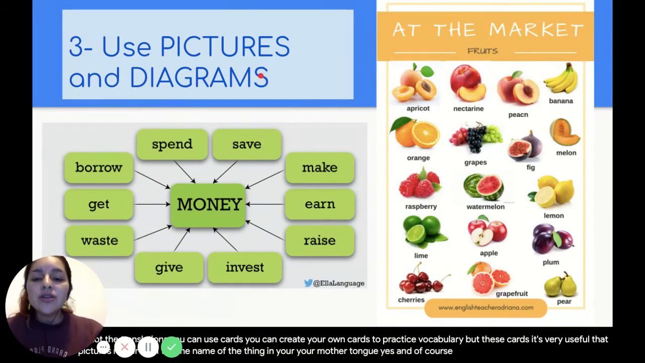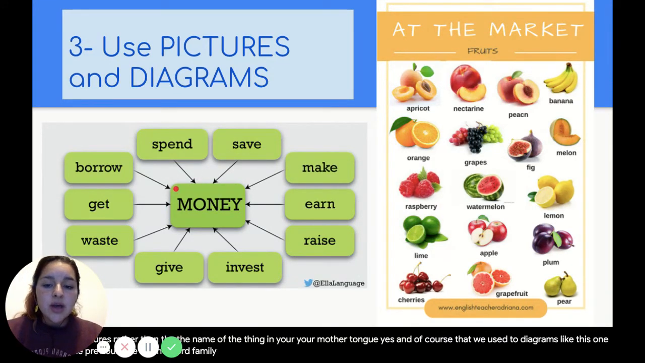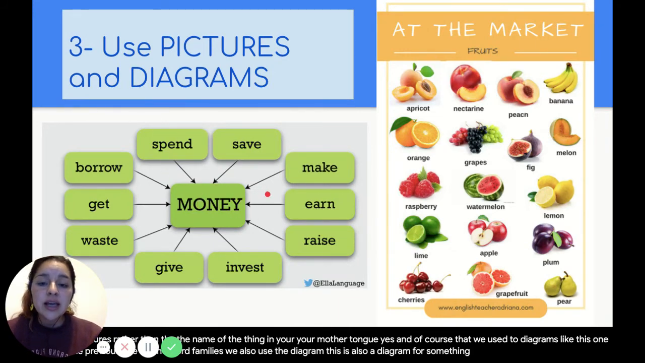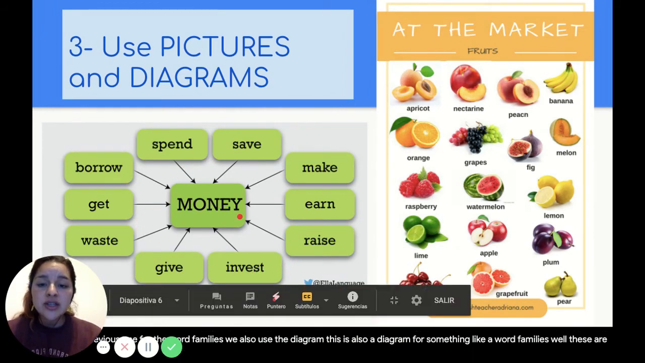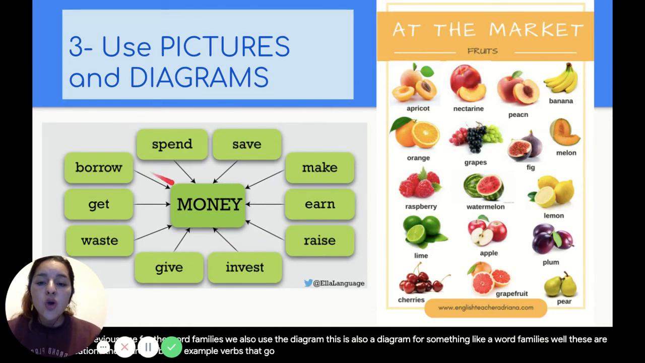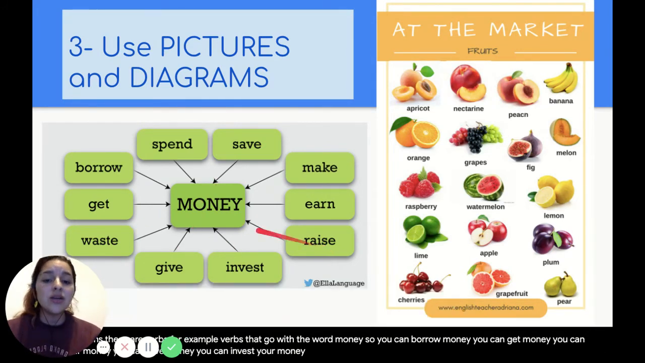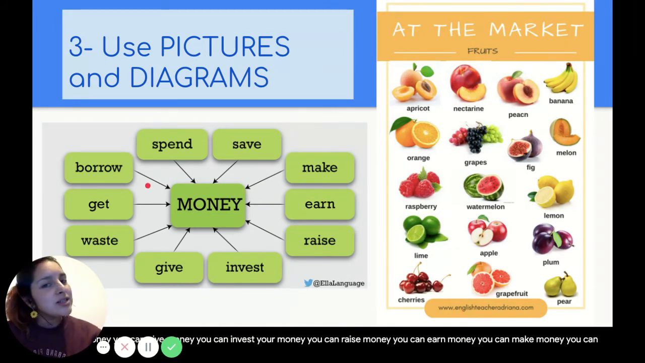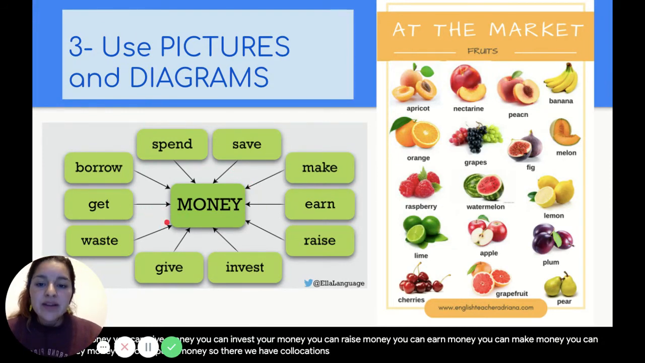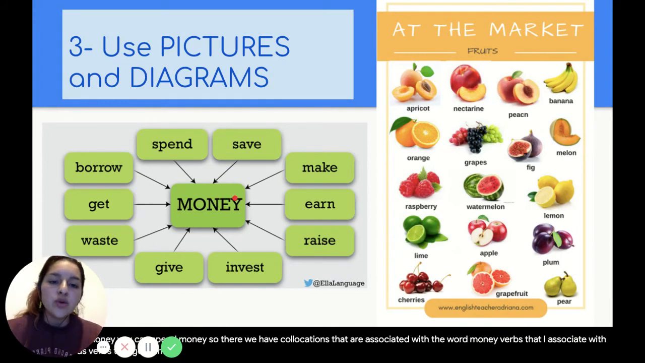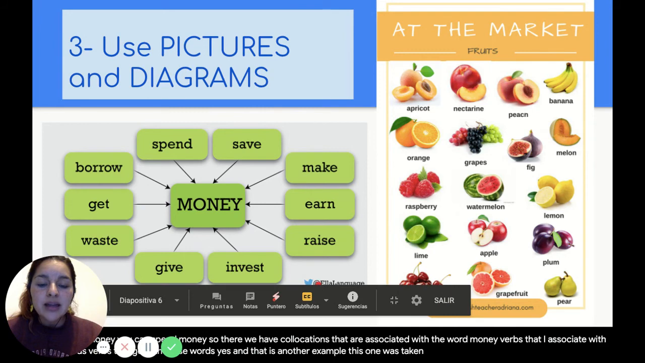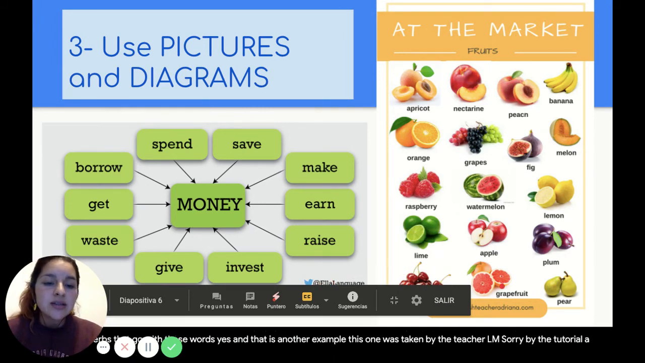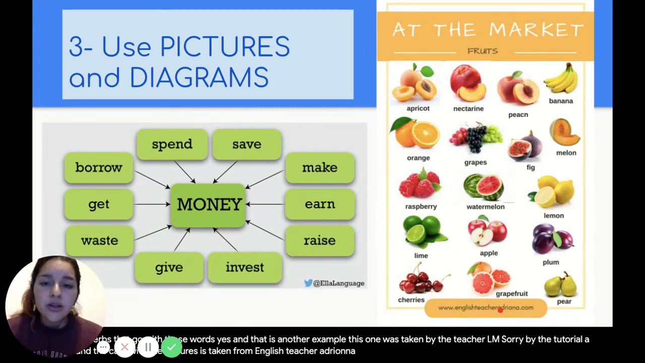And of course we use diagrams like this one, and like the previous one for the word families. This is also a diagram for something like a word family as well. These are collocations. These are verbs that go with the word money. So you can borrow money, get money, waste your money, give money, invest your money, raise money, earn money, make money, save money, spend money. So there we have collocations that are associated with the word money, verbs that go with this word. That is another example. This one was taken from the tutor Ella Language, and the card with the pictures is taken from EnglishTeacherAdriana.com on the web.